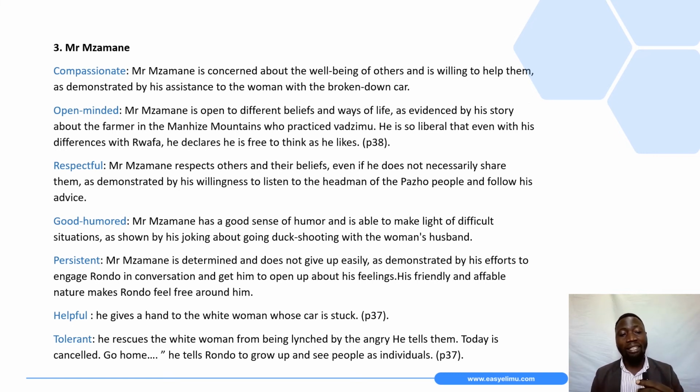Then maybe the last thing that we can say, before wrapping it up, is that Mr. Mzamane is also helpful. The reason why he is said to be helpful is because he gives a hand to the white woman whose car is stuck. He's also tolerant, by the fact that he rescues the white woman from being lynched by the angry mob. He tells them, today is cancelled, go home. Again, he tells Rondo to grow up and see people as individuals.